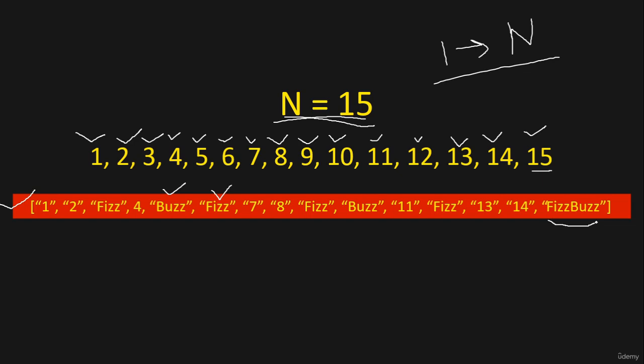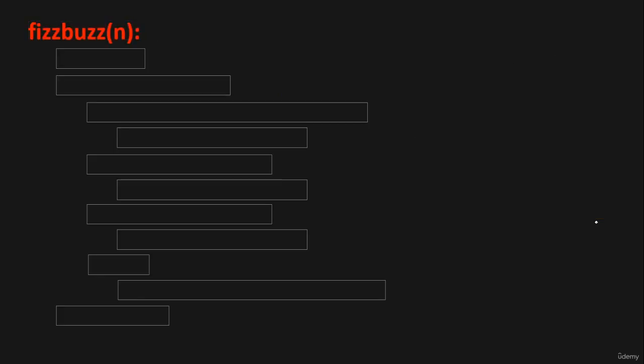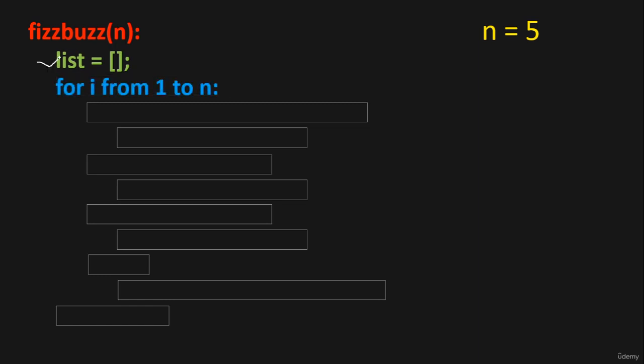Now let's see the pseudocode. We're going to declare a function FizzBuzz that takes the given number as input. Let's assume we're given n equals 5. Here we're going to create a list. This list will store the answer. Then we're running a loop for i from 1 to the given number.